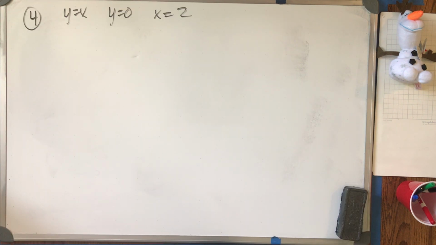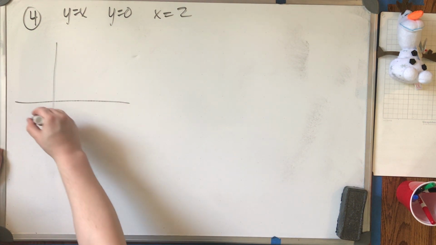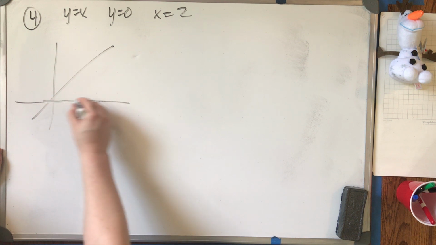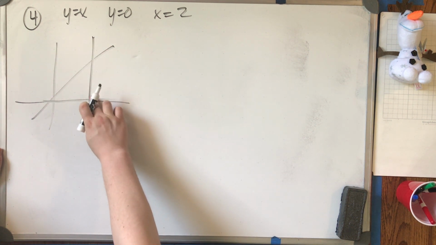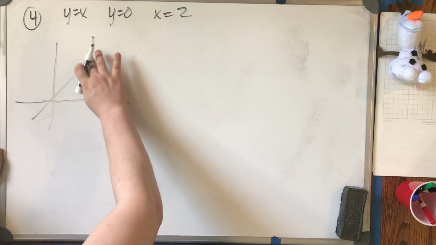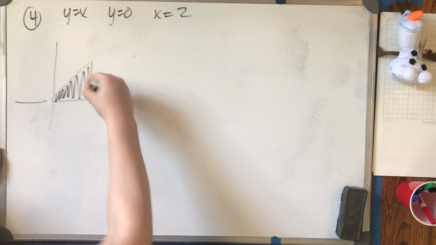4 wants us to first rotate it around the x-axis and write that set of equations, and then rotate it around the y-axis to see what happens with that. So let's just draw it first so that we get a nice visual here. So I have y equals x, y equals 0 is right here, and x equals 2. Okay, so this is going to be the area that I'm going to be rotating around, this little region right here.